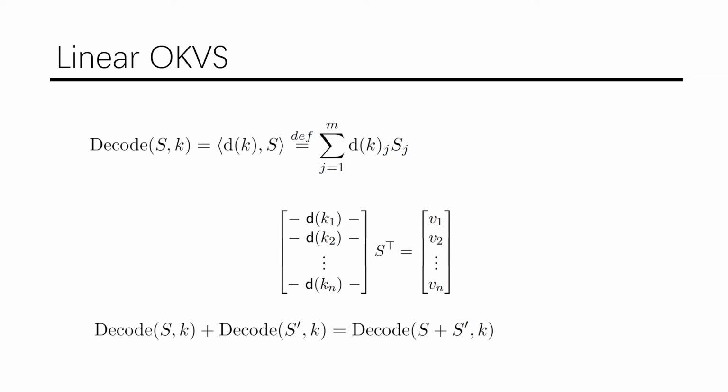For a linear OKVS, we can construct the encode function as generating a solution to the linear system of equations. Each row is associated with one key. The decode function is a multiplication of the key times s, and the result is the set of values that we are looking for. In this formulation, the OKVS will have an additively homomorphic property.